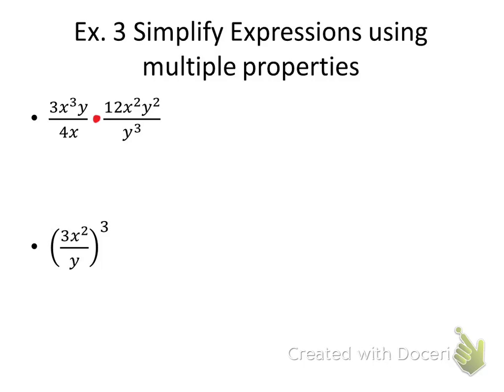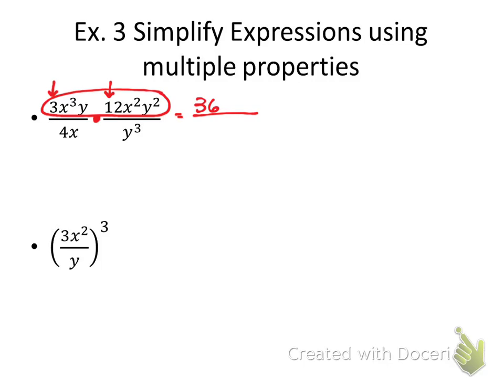And I notice it is a multiplication problem. Yes, I have a division bar. Yes, I'm going to eventually do division. But right now, I want to focus on the multiplication part of it. So I'm going to take everything in my numerator, because I know 3x cubed y is being multiplied times 12x squared y squared. So I look and I say, okay, let's work with our constants or our whole numbers first. So I have 3 times 12. Can we do 3 times 12? Sure. 3 times 12 is 36.